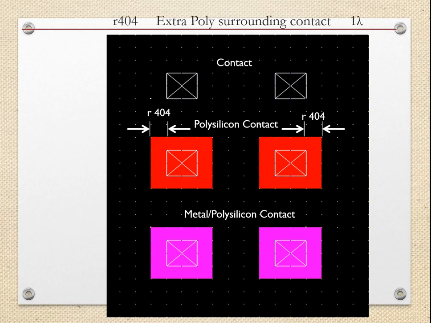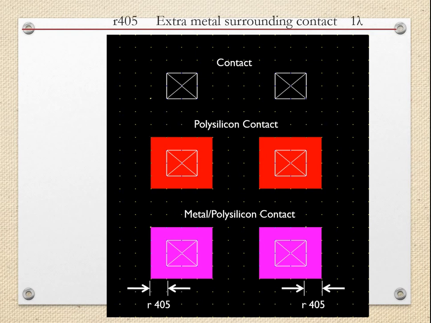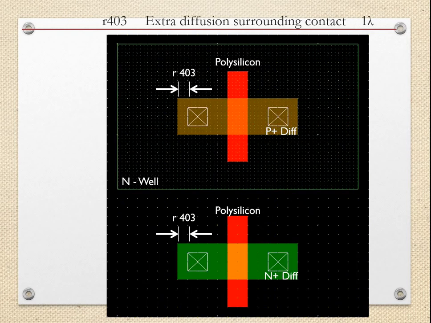Then the extra polysilicon surrounding the contact should be 1 lambda. The extra metal surrounding the contact should be 1 lambda, that is rule 405. The extra diffusion surrounding the contact should be 1 lambda. So when we put this contact, this white color, on a diffusion, then the surrounding region should have at least 1 lambda width.